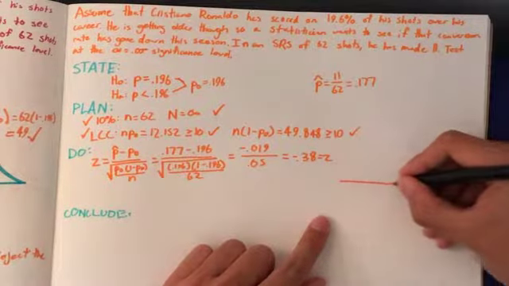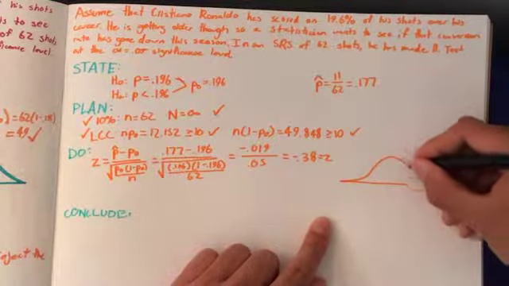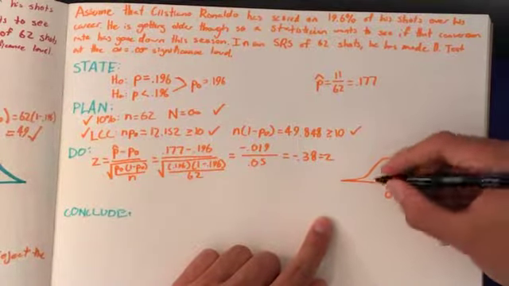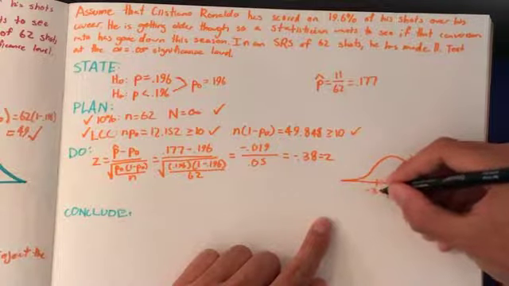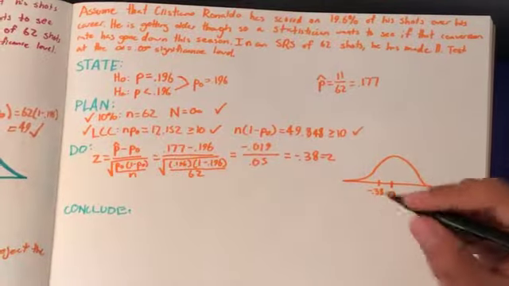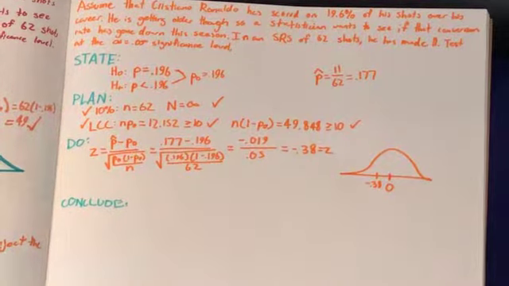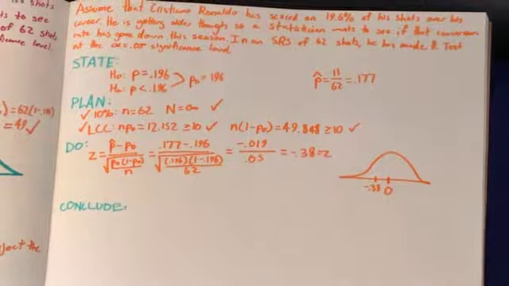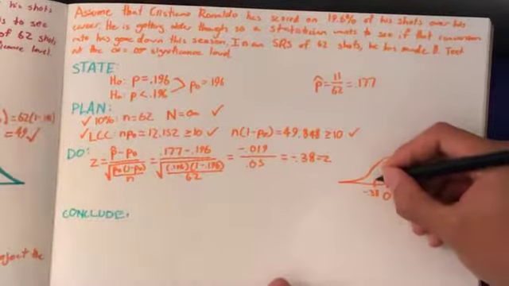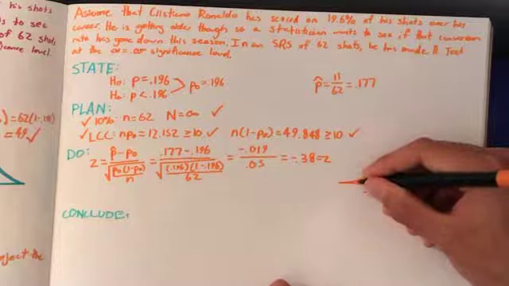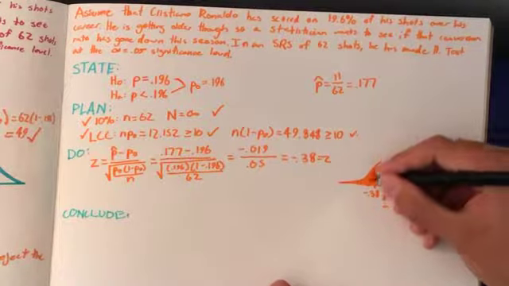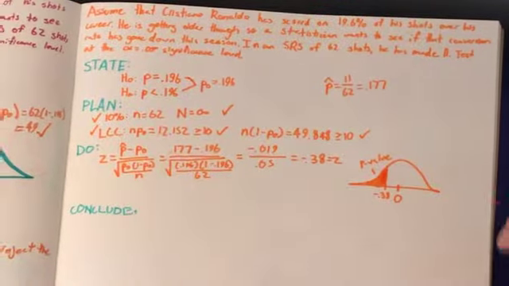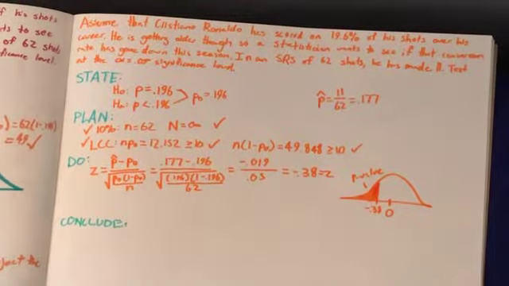So we want to draw our standard normal curve so that we can double check our work. So we know that the center of a standard normal curve is 0, which means that negative 0.38 is going to fall here. We are looking to see if he's gotten worse. So we're trying to see the probability of him getting something as bad or worse than negative 0.38, which is his standardized proportion. So we're looking for really this area right here. This represents our p-value.